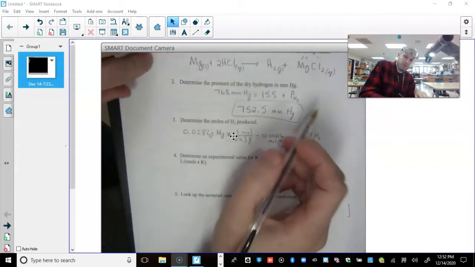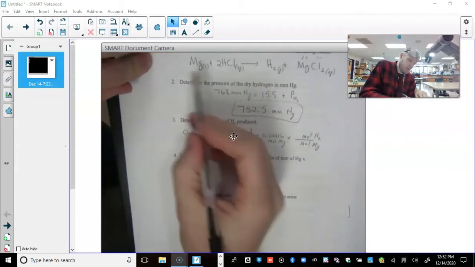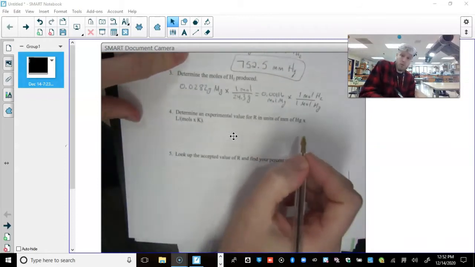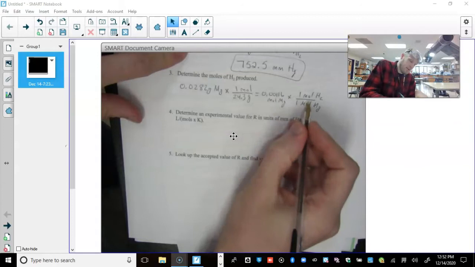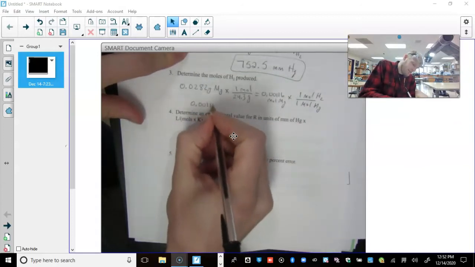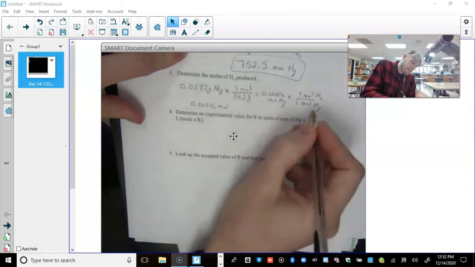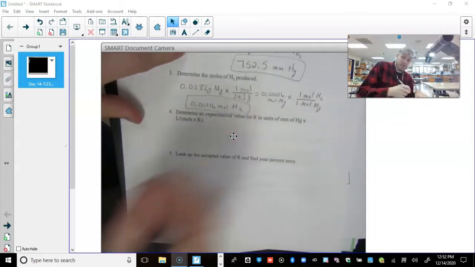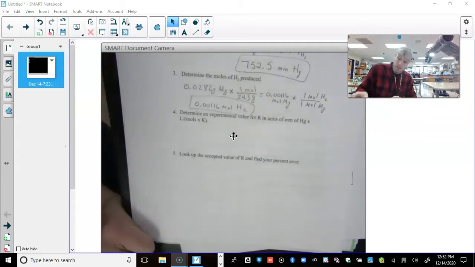So then we go back to the original equation. H2, there's just 1, and Mg, there's just 1. So it's a 1 over 1 mole ratio. I multiply those out. My number doesn't change, but my unit does. No longer am I in magnesium, now I'm in H2 gas, which is what the question was asking for. All right.